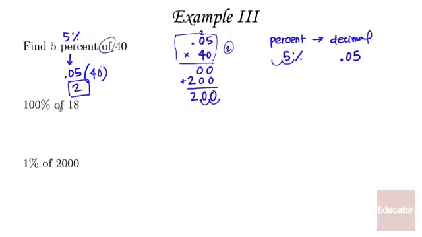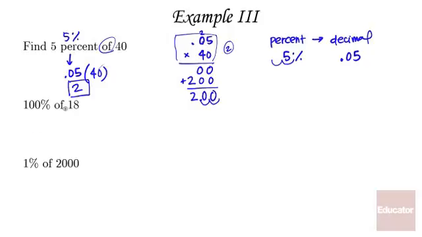100% of 18. When I say 100%, I'm trying to say all of it. So when I say this, it's like saying all of 18. 100% of 18 is all of 18. What's all of 18? If you have 18 pieces of candy, how many would be considered all of it? 18, right? So 100% of 18 is just 18.